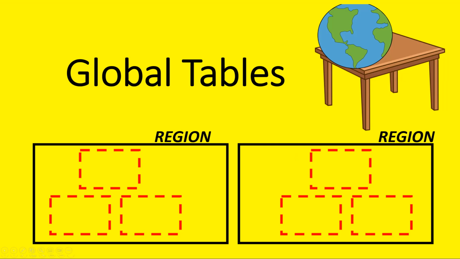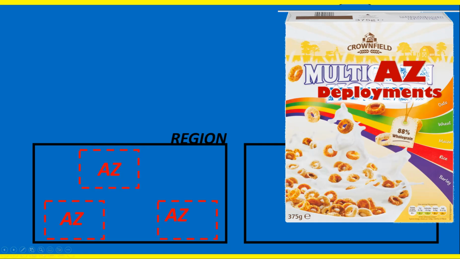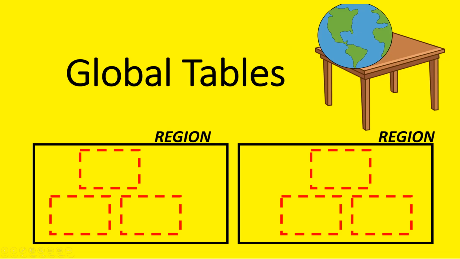Global tables don't support strongly consistent read across regions. So presumably you've got strong consistency within a region? Yes, no, we don't know. Notice that this is somewhat similar to the multi-AZ feature that we saw with RDS, in that this pertains to availability. It's to do with failover.